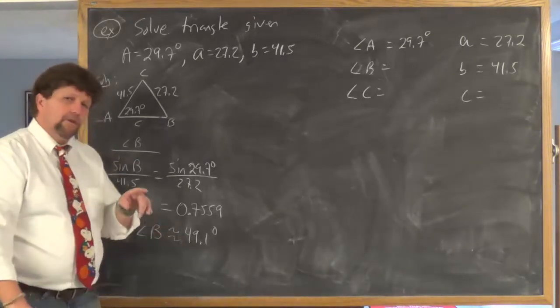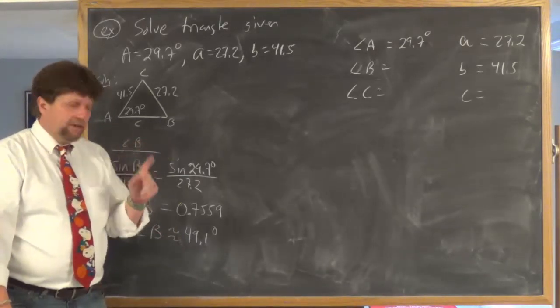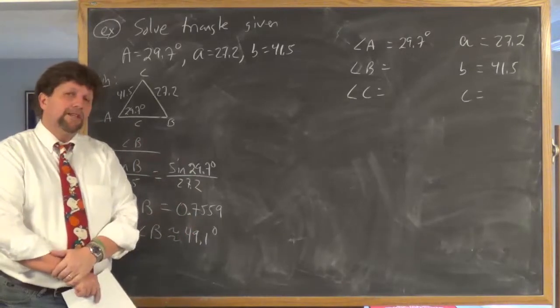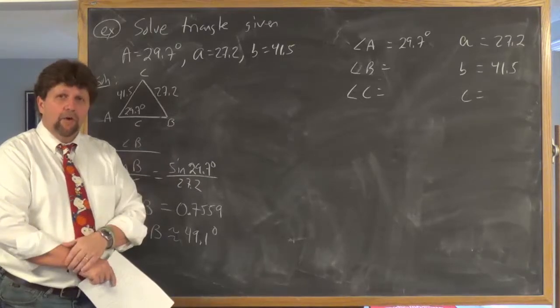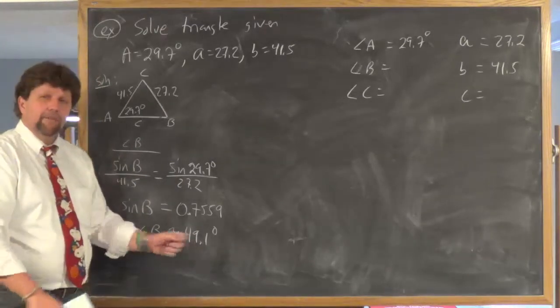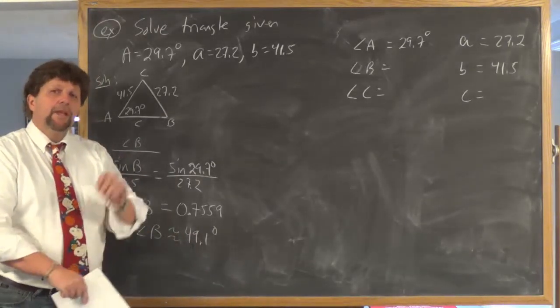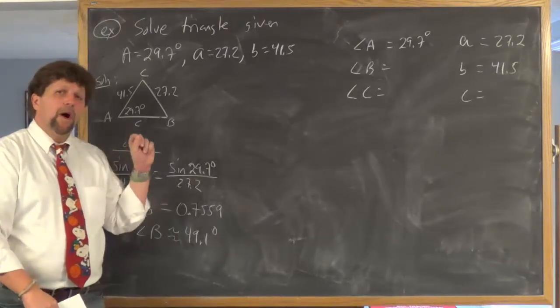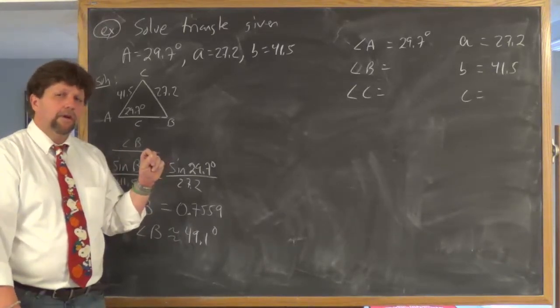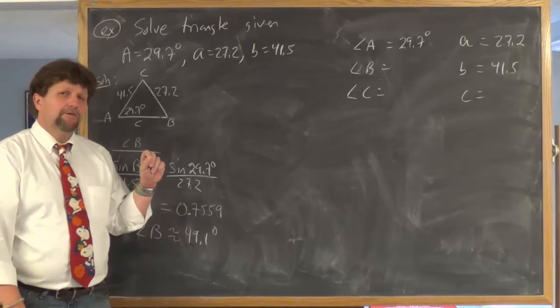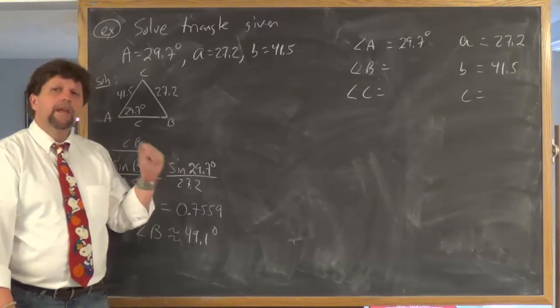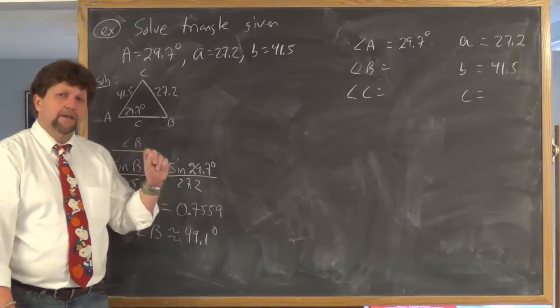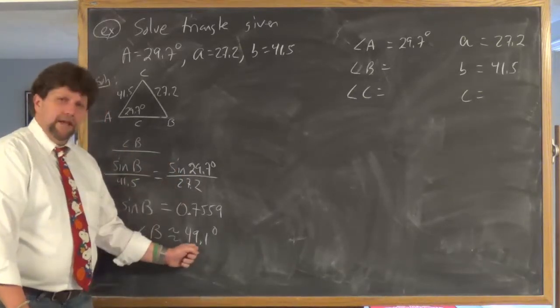Remember, on the unit circle, there are 2 points that would have a y coordinate of 0.7559. One of those points lives in quadrant 1, there's the angle that puts us in quadrant 1. The other is living in quadrant 2. But if you remember back to when we solved trig equations, how do you get that measurement in quadrant 2? You take 180 degrees minus this.